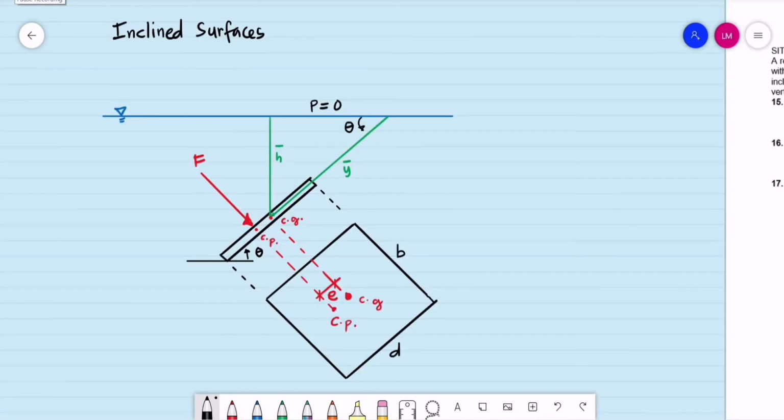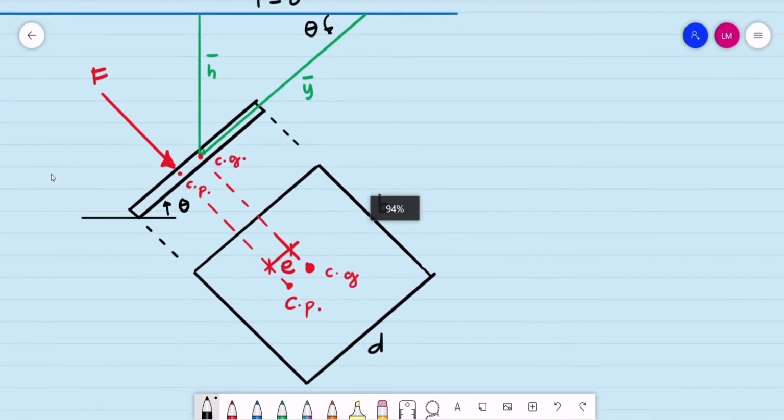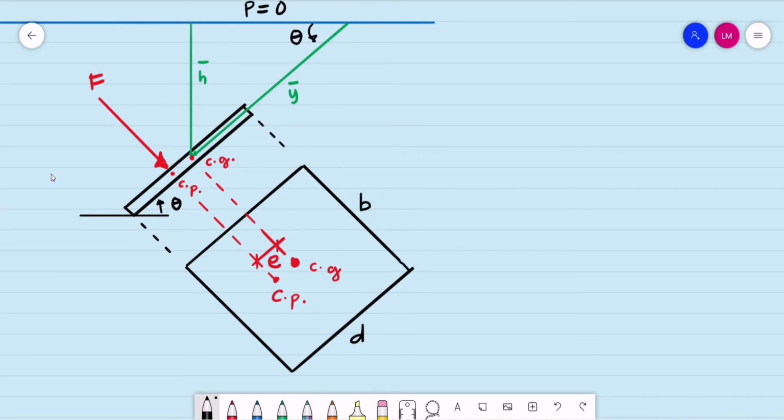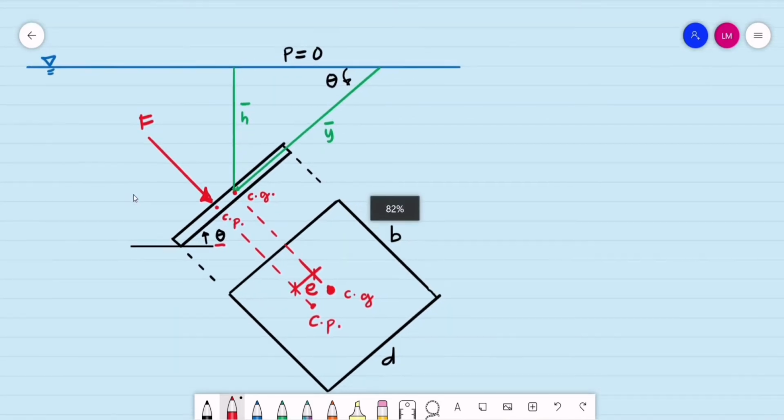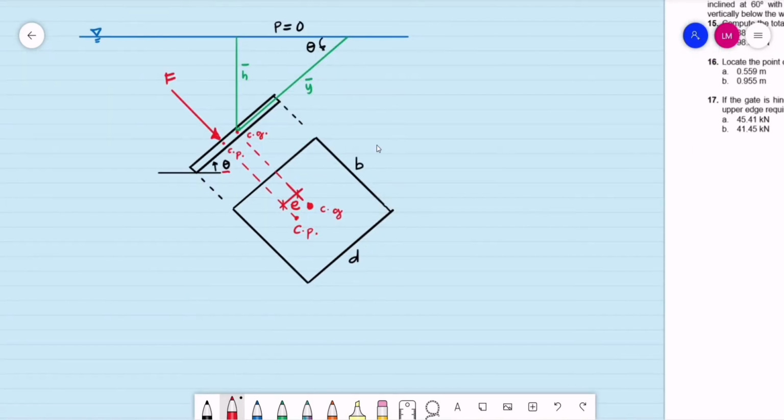Dito naman tayo sa inclined surfaces. For example, meron tayong submerged plate pero naka-incline siya. Let's say the inclination with respect to horizontal is theta. So yung direction ng force will be also inclined dahil yun nga, naka-incline yung submerged surface natin. So paano ba mag-compute ng hydrostatic force sa ganitong case?